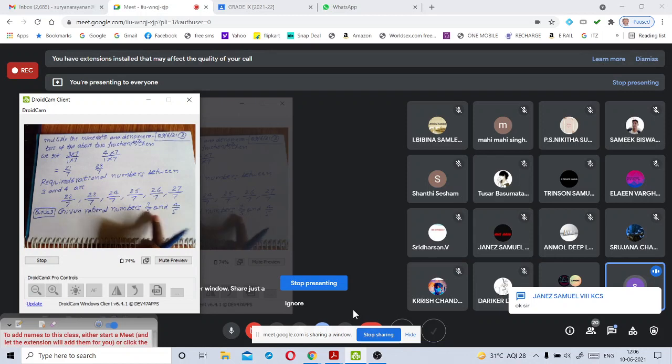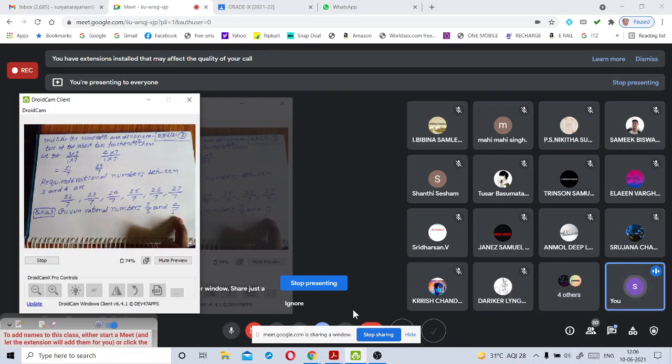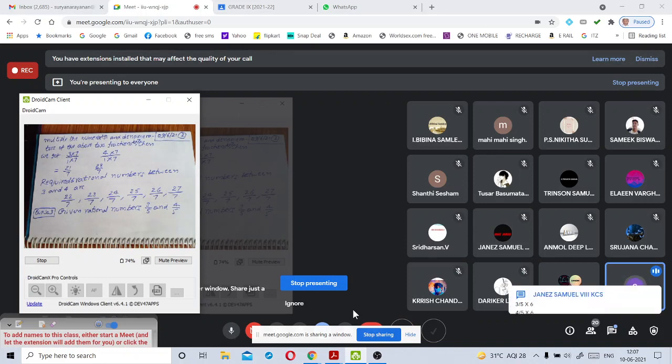So these two fractions are like fractions. Now come to the question. How many fractions are required between 3 by 5 and 4 by 5? 5 rational numbers. Yes or no? So by which number should we multiply the numerator and denominators of these two fractions?